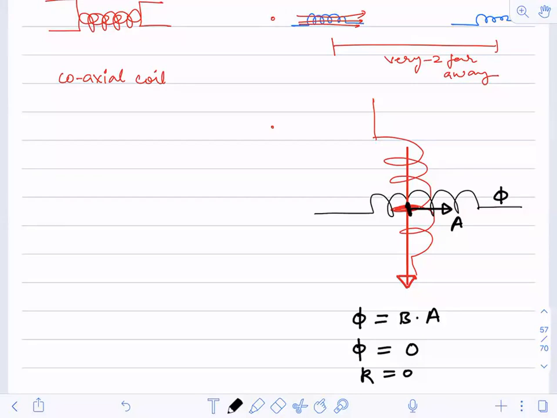Is there anyone who is having any kind of doubt in this now? Okay, fine. So mutual induction is finished.